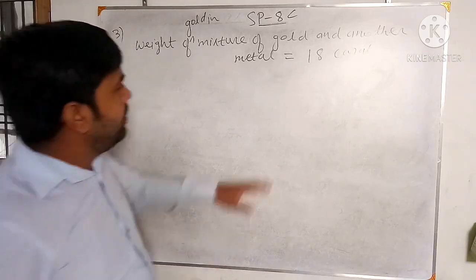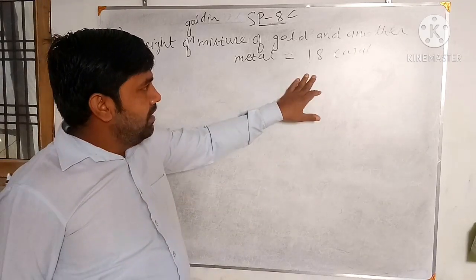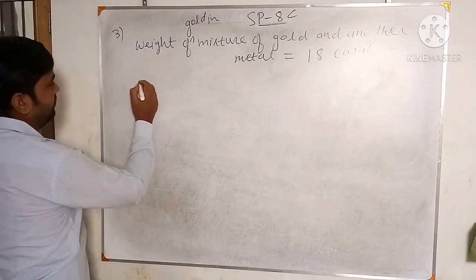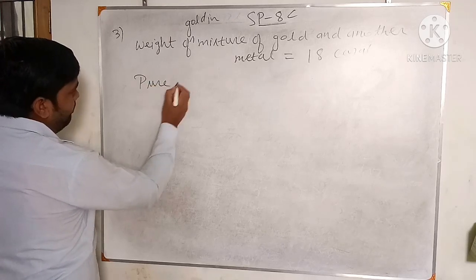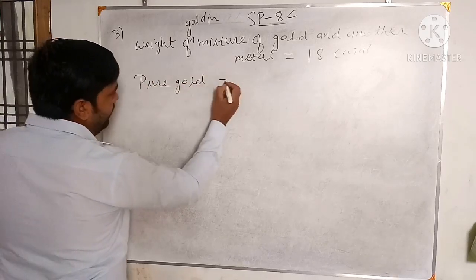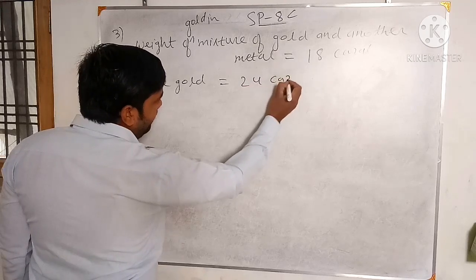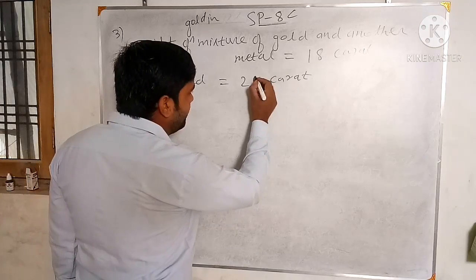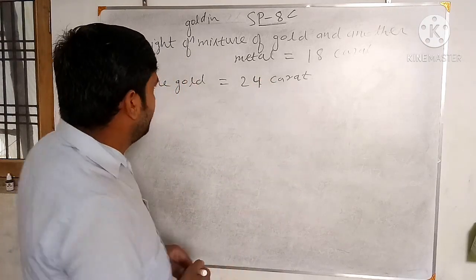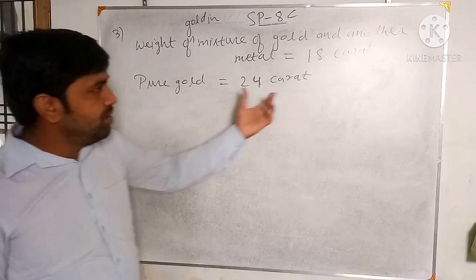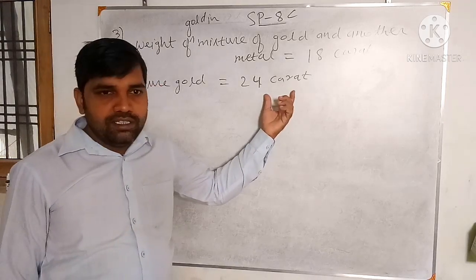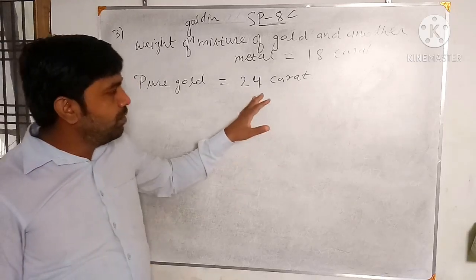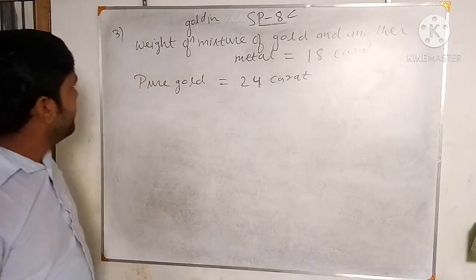So this means what? Pure gold is 24 carat. If there is no mixture of another metal in the gold, that is called 24 carat gold. So the purity of the gold is measured in terms of carat. So 24 carat gold means there is no mixture of any other metal. That ornament is made purely of gold.